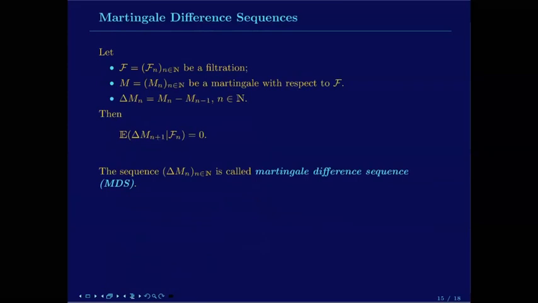Now, to wrap up today's lecture, we have a few more slides on minor topics. So first is looking at so-called martingale difference sequences. So we have a filtration and a martingale with respect to the filtration, and we look at the first difference of this process. So delta Mn equals Mn minus Mn minus 1. Then the conditional mean of this first difference process is simply 0.